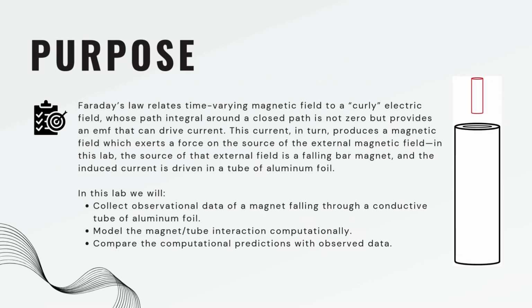The purpose of this lab is to understand how Faraday's law relates a changing magnetic field to an induced EMF which drives current. This current can in turn produce a magnetic field and thus a magnetic force to oppose the changing magnetic field. In this lab, we will collect observational data of a magnet falling through a conductive tube of aluminum foil. We'll model the magnet-tube interaction computationally, and we'll compare the computational predictions with the observed data.